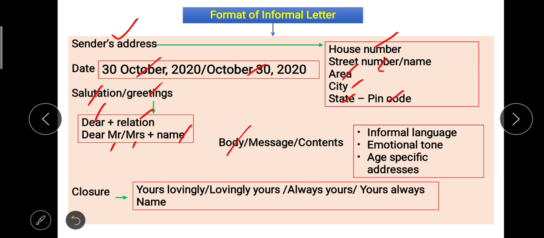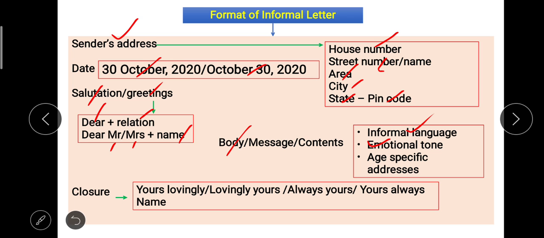And in informal letters, our language should be informal. We should give it emotional touch also. We should adopt the emotional tone, because we are writing somebody who is very close to us. We know each other and we are closely associated. There is no official format between us. So we need to use emotional expressions also.